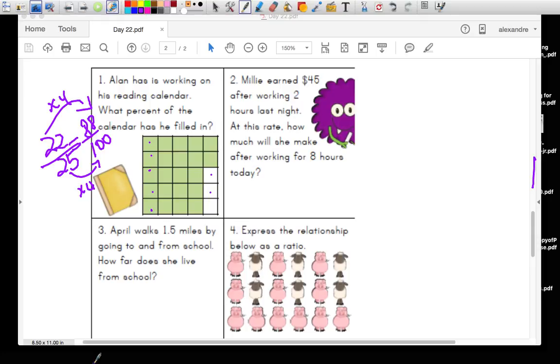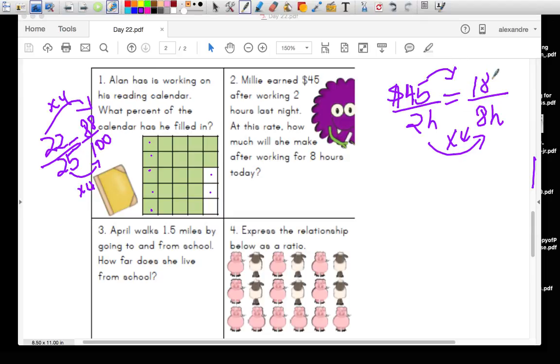Millie earned $45. The topic here is ratios and proportions. So I'll write that as a fraction, $45 in 2 hours. How much will she make in 8 hours? What's the relationship? Times 4. This will be times 4, which gives you $180. That's a lot of money.